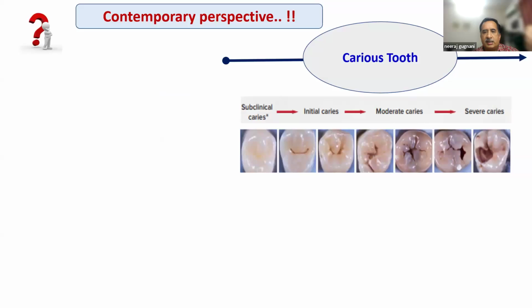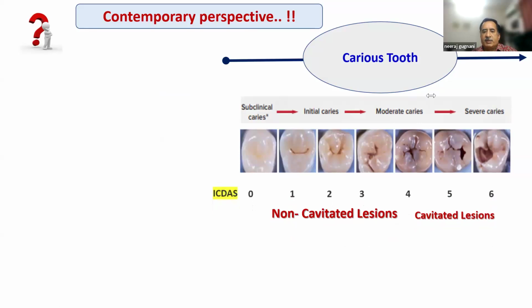So the contemporary perspective, today's perspective, is that caries is not a cavity. Caries starts very early as a subclinical lesion or initial carious lesion, which leads to a microcavitation, which leads to a cavitated lesion. Broadly, these lesions are divided into non-cavitated and cavitated lesions. We do have the ICDAS scoring, as we saw in the previous presentation by Dr. Madhu also.